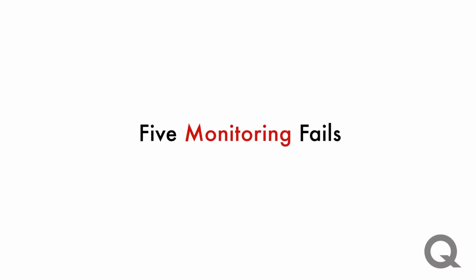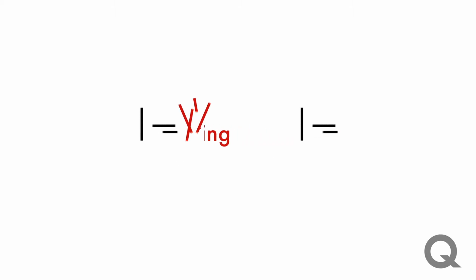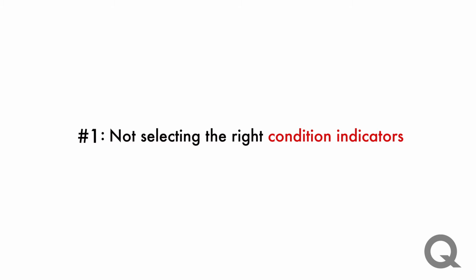Today we're going to talk about 5 condition monitoring fails and how to avoid them. Number 1, not selecting the right condition indicators.